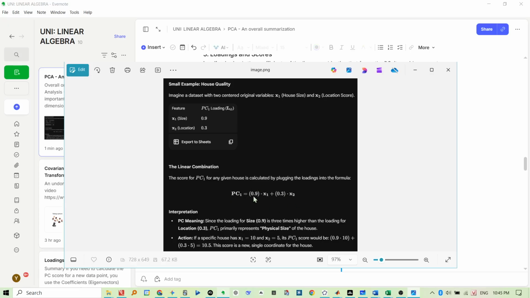You can see the 0.9 indicates a very high correlation of the PC with the original data. So that means this PC1 is very close to X1, and is 3 times closer to X1 compared to X2 right here.